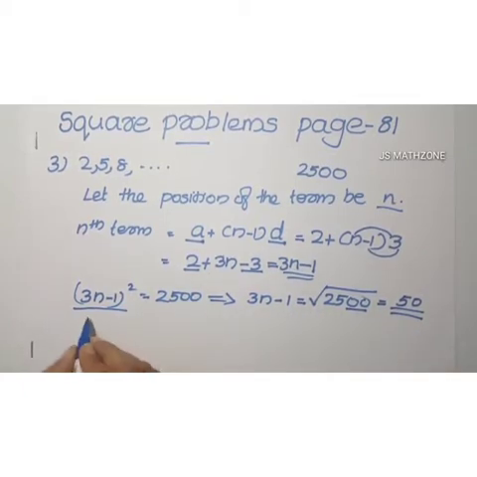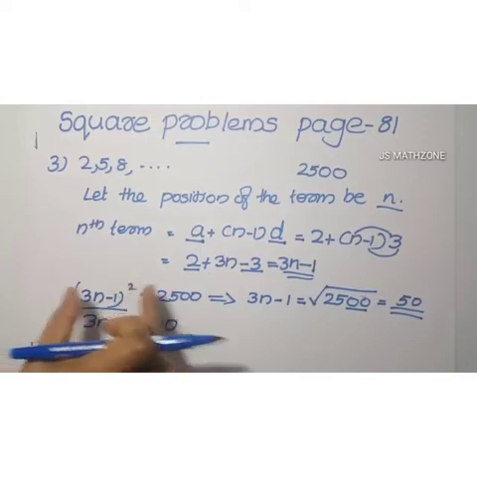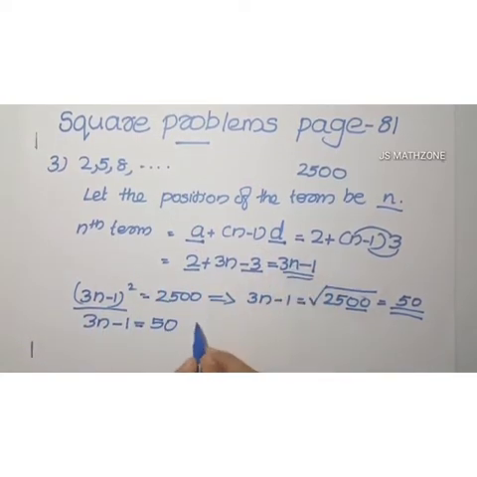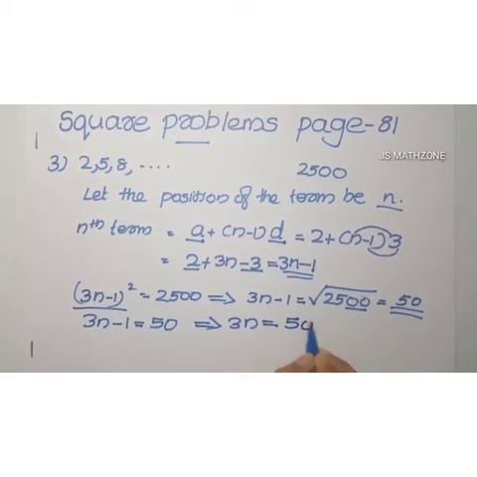Thus, we get 3n minus 1 is equal to 50. Then 3n is equal to 50 plus 1, that is 51. Transferring to the right side, it becomes plus 1. Thus, we get 3n is equal to 50 plus 1, that is 51. 3n is equal to 51. Then what is n? We want to find n, isn't it?